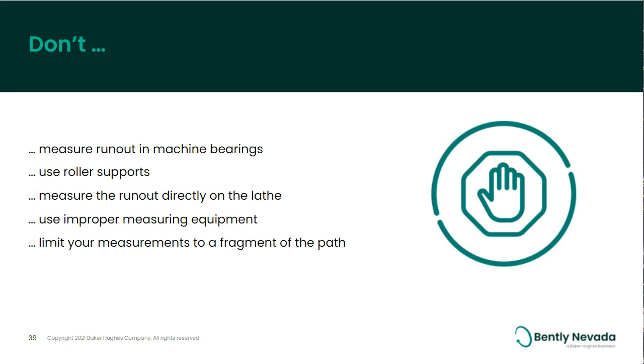Don't measure runout directly on the lathe. We've already mentioned this before, but it's worthwhile reiterating because oftentimes we get asked to do this because it's more convenient. The shaft is already mounted there. Hey, why can't we just throw a prox probe and a dial indicator on it?